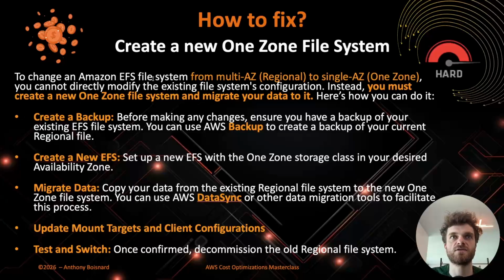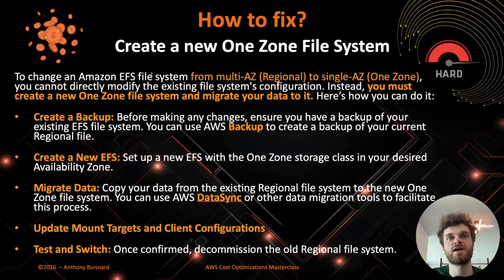And so here are the different steps. First, you have to create a backup. So before making any changes, ensure you have a backup of your existing EFS file system, and you can use AWS Backup to create a backup of your current regional file. Then you need to set up a new EFS with the one zone storage class in your desired availability zone.